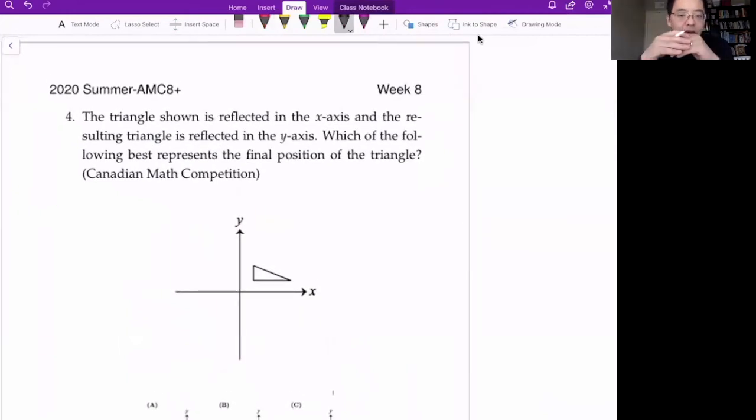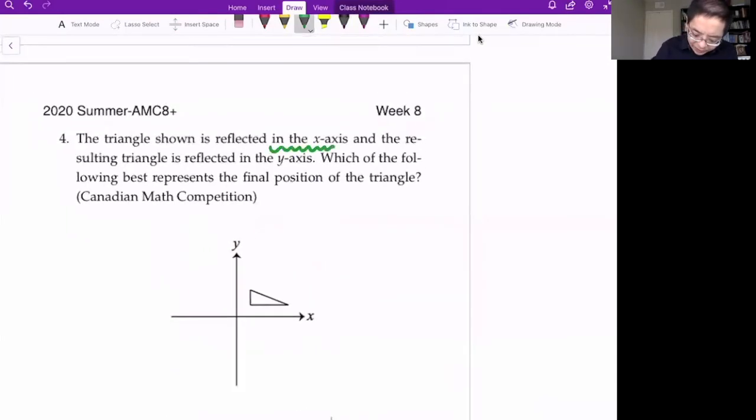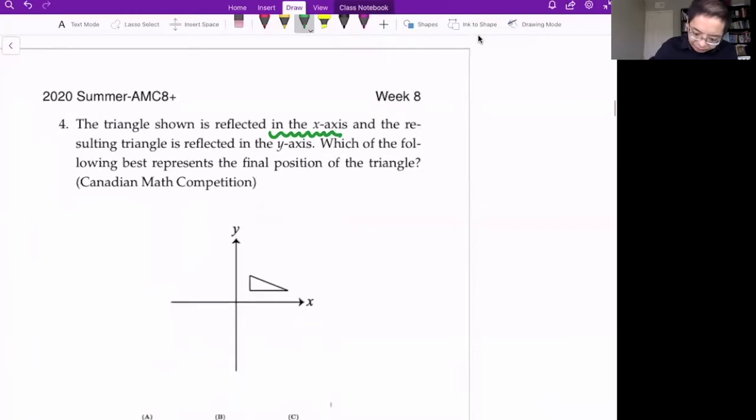Now let's look at problem number 4. So we have a coordinate plane, right? We have a triangle that is in the first quadrant. Then we do 2 movements. Movement 1 is reflect with respect to the x-axis. So if we do that, let's reflect. So clearly this is what we should have. So this is the reflection with respect to the x-axis, right?